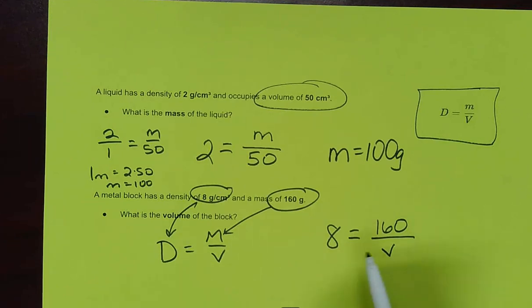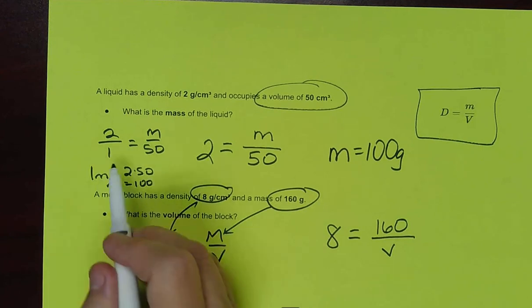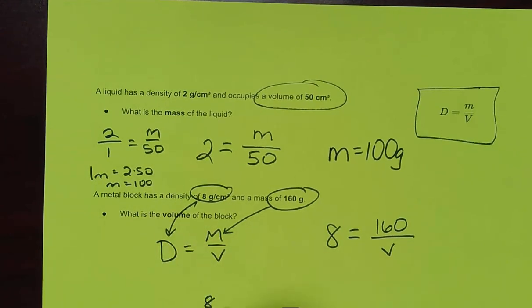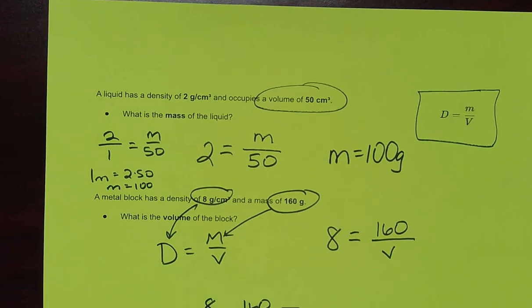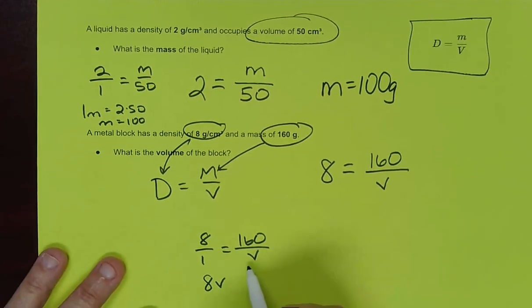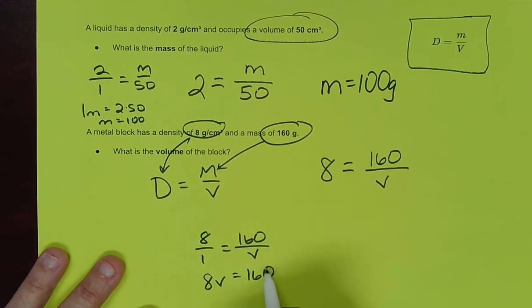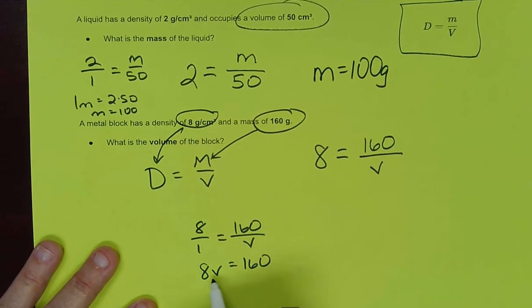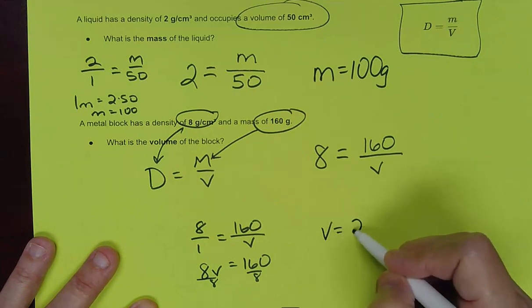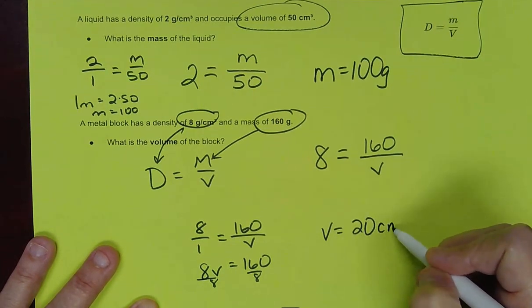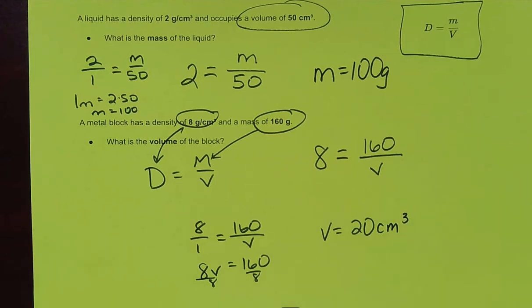So in this case, if I think about it like a proportion like I did over here, 8 over 1 equals 160 over my volume. Multiply the two across from each other. 8 times my volume equals 160. Divide both sides by 8. 160 divided by 8 gives me a volume of 20 cubic centimeters.